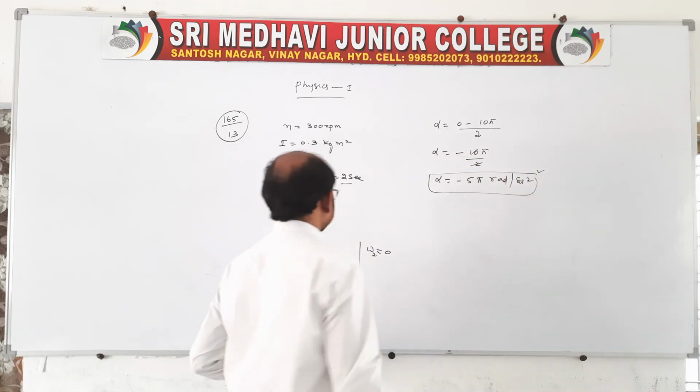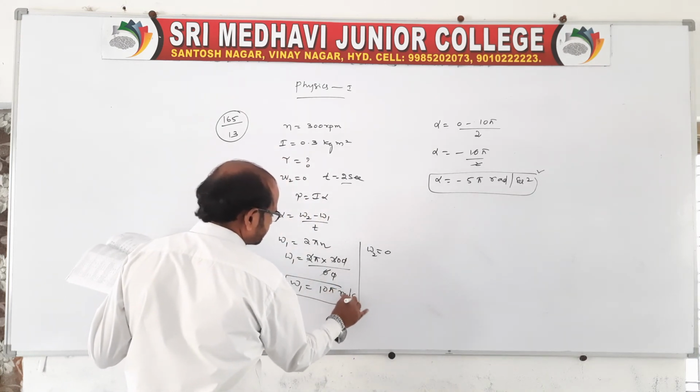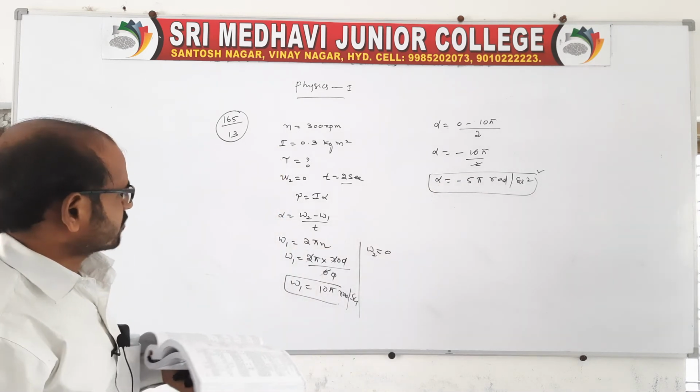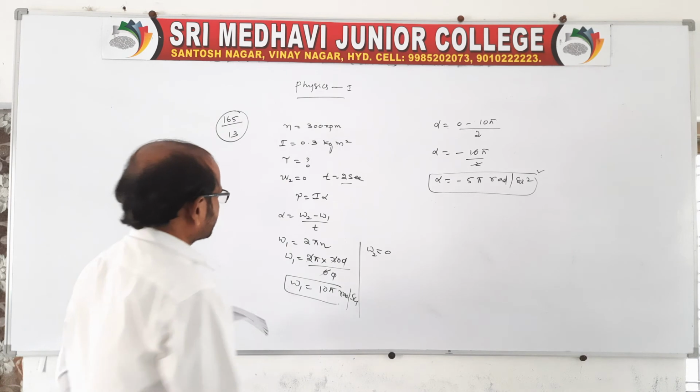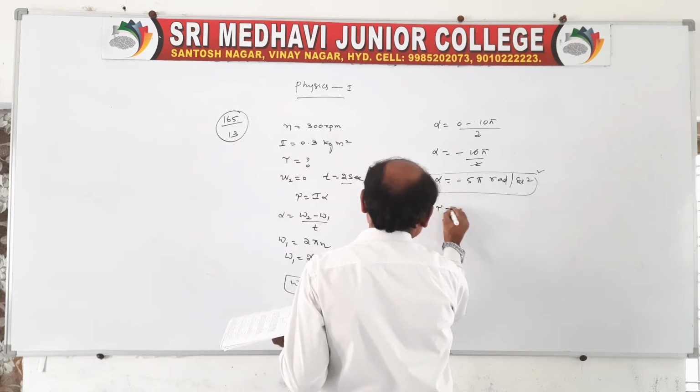Like that we can take. And omega should be in the form of radians per second. It is per second square for alpha. Now we know alpha, we know omega 1. Therefore you substitute here: tau is equal to I alpha.